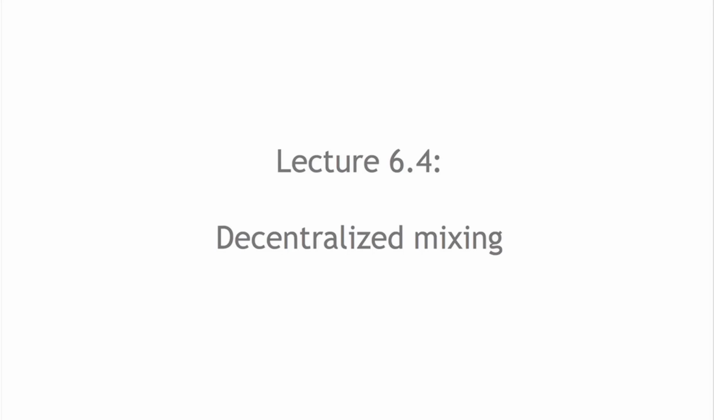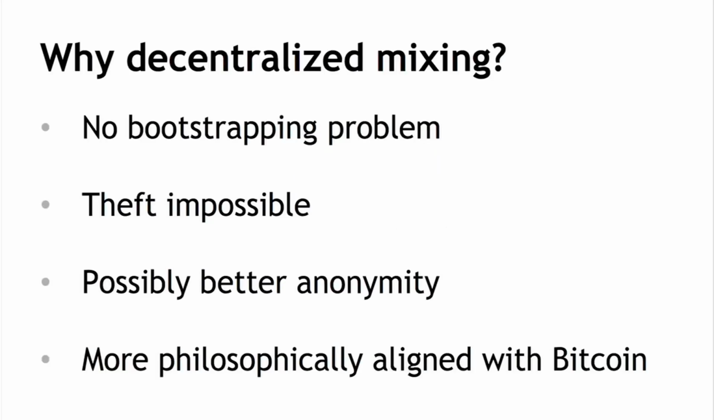So the fact that this mix ecosystem currently doesn't exist is a big part of the reason why many people have proposed decentralized mixing. And there are a variety of reasons for decentralized mixing, some of which we've talked about, in that there is no bootstrapping problem. The reason there's no bootstrapping problem is that in decentralized mixing, you don't go through a particular dedicated mix service. Instead, you find a community of peers who all want to do mixing.